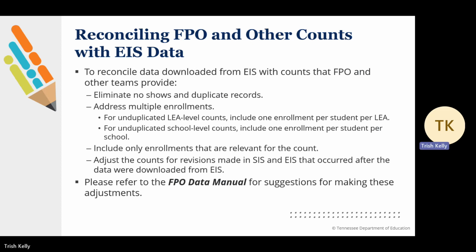Include only enrollments that are relevant for the count. For example, for an October 1 count, exclude students who withdrew before October 1 or enrolled after October 1. Finally, keep in mind that any revisions that were made in your student information system or EIS after the download date will not be reflected in the counts that FPO or the other teams provided you. For additional suggestions and how to make these adjustments, please refer to the FPO data manual.